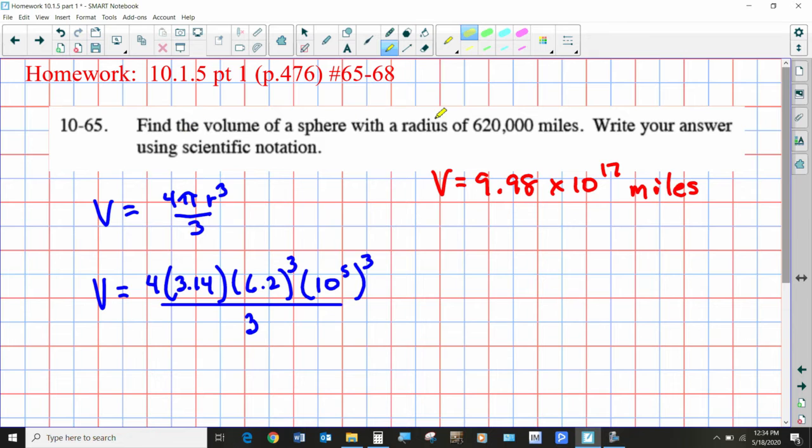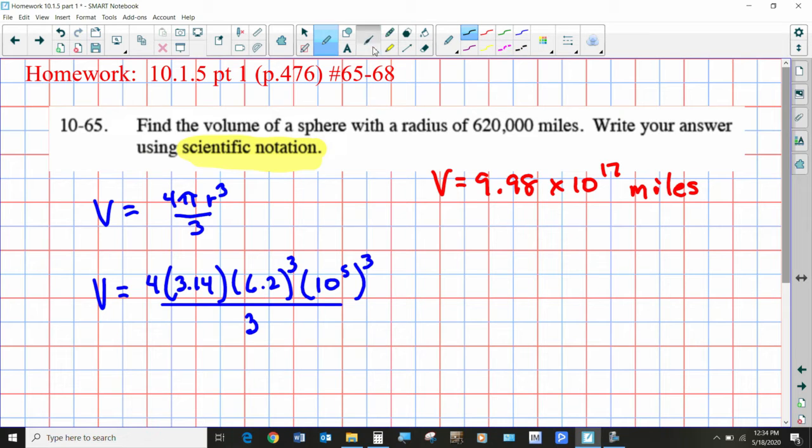So find the volume of a sphere with a radius of 620,000 miles. All right, write your answer in scientific notation. Wow, this is good. Okay, so let us, I think we just do the work here. And oh, that looks like a horrible mess.